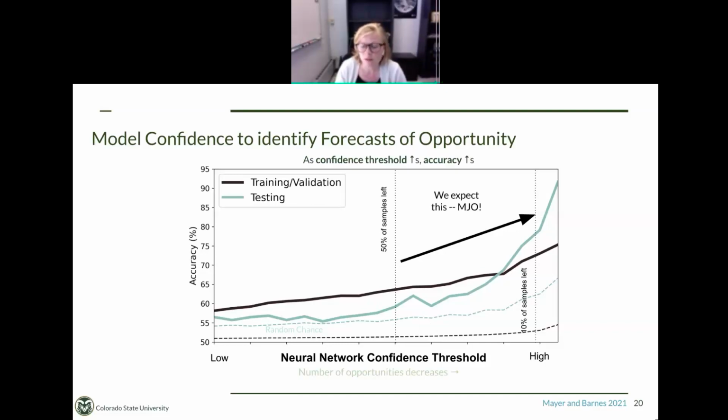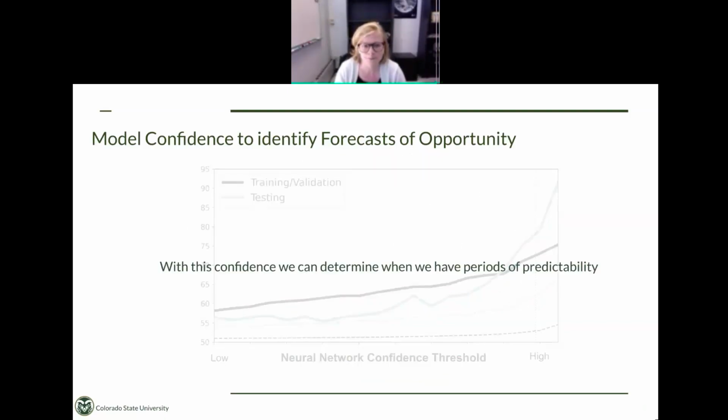We would expect this because we know a phenomenon like the MJO and the specific region of OLR that we are using lead to enhanced predictable behavior. But this is truly an opportunity because as we increase our confidence, we also lose the number of samples we can use, samples that are confident to make these predictions. So with this confidence, we can determine when we have periods of enhanced predictability.